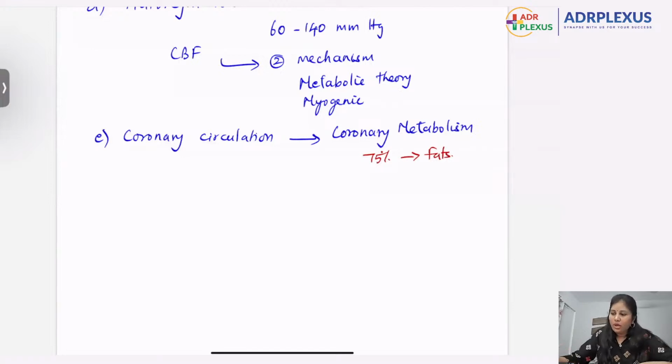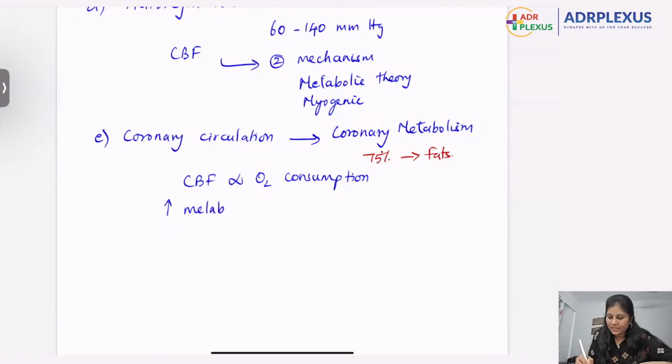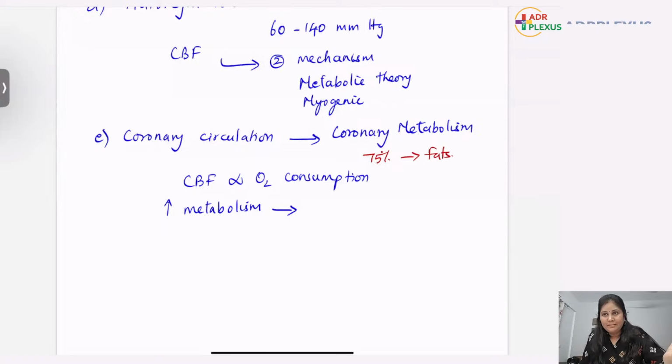Now, how does this coronary metabolism determine the blood flow? Coronary blood flow is directly proportional to oxygen consumption. If the metabolism is increased, that means oxygen demand is also increased, right? So what happens as a result of metabolism? Which is the end product of the metabolism? What are the metabolic waste products? CO2, yes, very good.